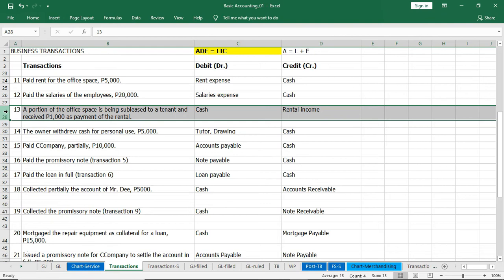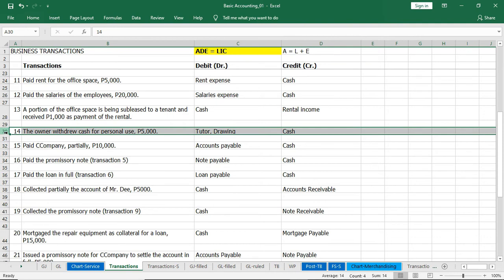So, nangungupahan sila ng office, pero siguro merong extra na room na hindi nila ginagamit, so pinagamit nila sa ibang tao for a fee. Okay? Rent payment din. So, although nangungupahan sila, meron din silang portion na pinapaupahan sa iba. Sublease ang tawag. Okay? So, meron silang increase in asset kasi may nagbayad ng cash. So, debit to cash, and then increase in income, kasi diba rental income, nagbayad sa kanila yung pinapaupa nila. So, credit to rental income.